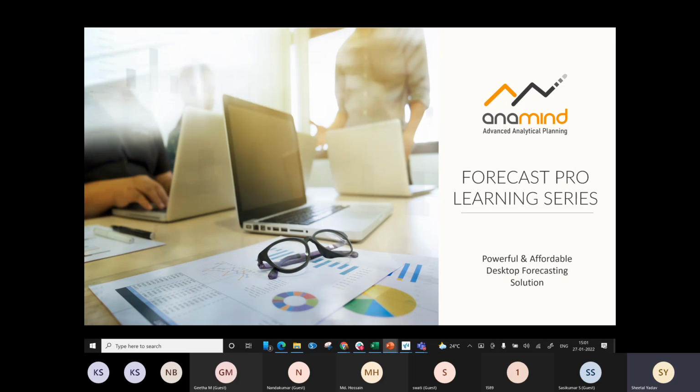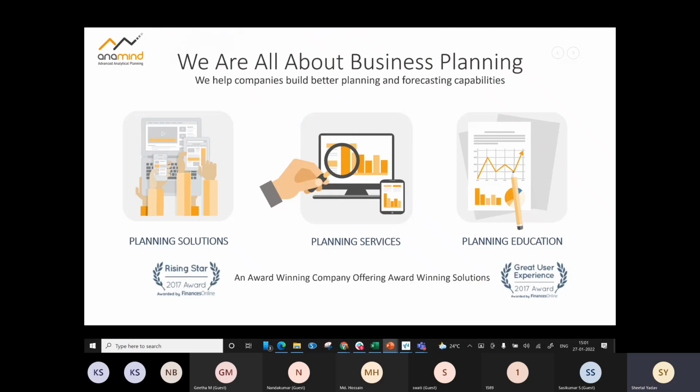and the machine learning model, I'll walk you through who we are as Anamind so that, at least the newcomers would know who we are and what we do. So we are all about business planning and forecasting. We have various solutions, services, and educational program for business planning and forecasting.